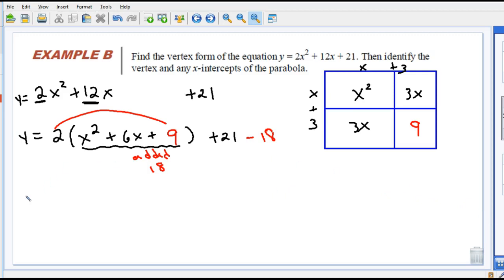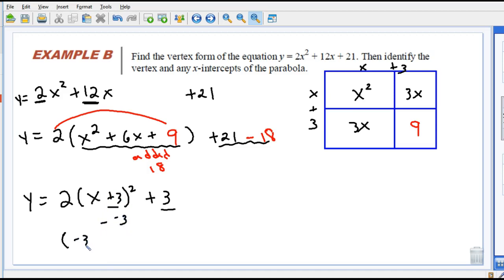Alright, the equation should end up being y equals, the 2 stays the same, x squared plus 6x plus 9, this square, the sum of the insides, I can rewrite as length times width, which is going to be x plus 3 squared, and then plus 21 and minus 18 is going to be plus 3. Okay, good. So we want to identify where the vertex is. Remember the form is x minus h squared plus k. So positive 3 is the same as subtracting a negative 3, right? So that means the vertex is going to be negative 3, comma, 3. There's my vertex.